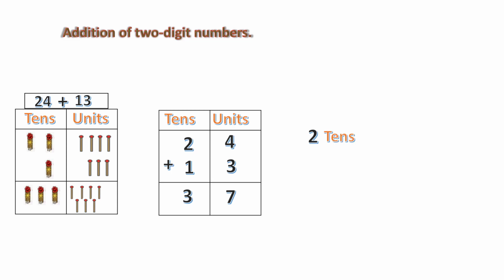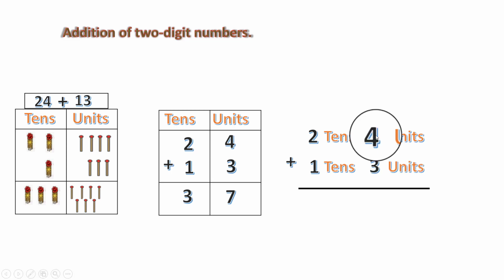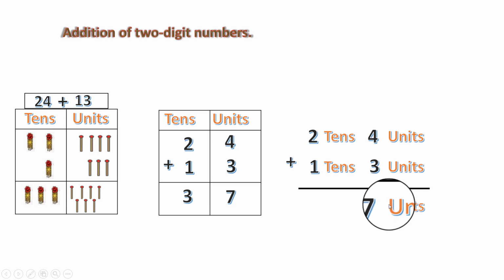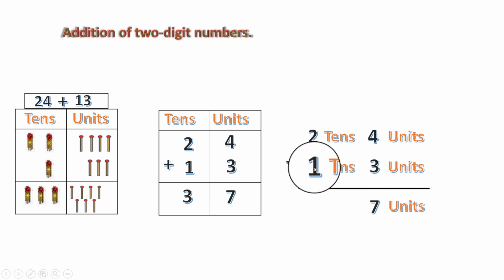2 tens and 4 units plus 1 ten and 3 units is equal to, look at these numbers, 4 and 3 are units. When we add 4 and 3 we get 7 units. And 2 and 1 are tens place. When we add them we get 3 tens. In this way, 24 plus 13 we get 37.